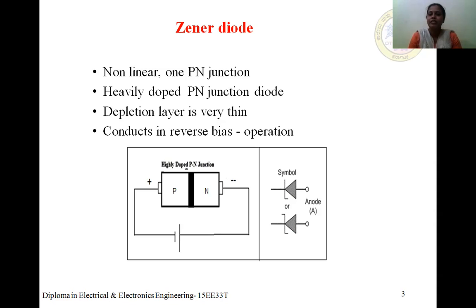Okay. Next is Zener diode. You can see here, in the Zener diode we have a combination of P-type and N-type which has been heavily doped. Then we'll call it a Zener diode. You can see the symbol of the Zener diode here. Zener diode is having two terminals, one is anode, the other one is cathode. So this is the definition of the Zener diode.